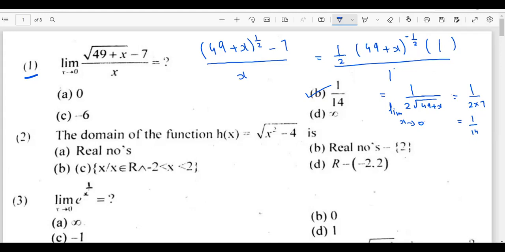Okay, all right. So Alina has understood this. All right, very good. Okay.